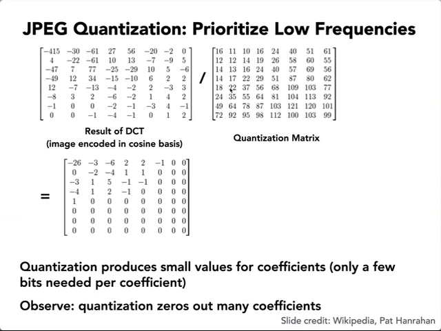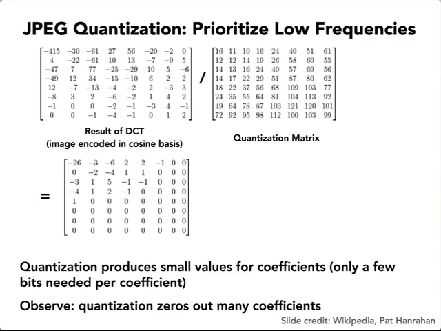Then we use a quantization matrix. This quantization matrix is how JPEG prioritizes low frequencies. We take these values and we divide them element by element by this matrix here. You'll observe that this matrix, which by the way, any JPEG implementer is free to pick any values they want inside, is designed to prioritize low frequencies: you divide by smaller numbers for low frequency values and larger numbers for high frequency values.